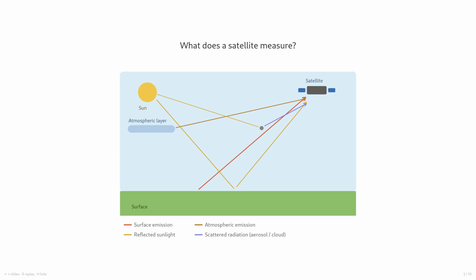The satellite only sees the final sum, so the central question is, if we know the atmospheric and surface conditions, what radiance will the satellite observe? What is the forward radiation transfer problem? The problem RTTOV solves.